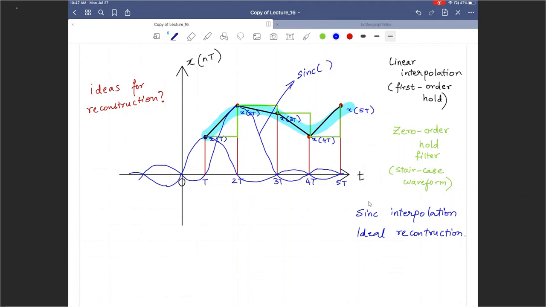The next one, the third one in blue, was the sinc interpolation, the best one out of the three. It's called the ideal reconstruction because it brings in all those smoothness aspects. And also, if you notice one very interesting thing that happened while I was sketching the sinc, you notice what I did?